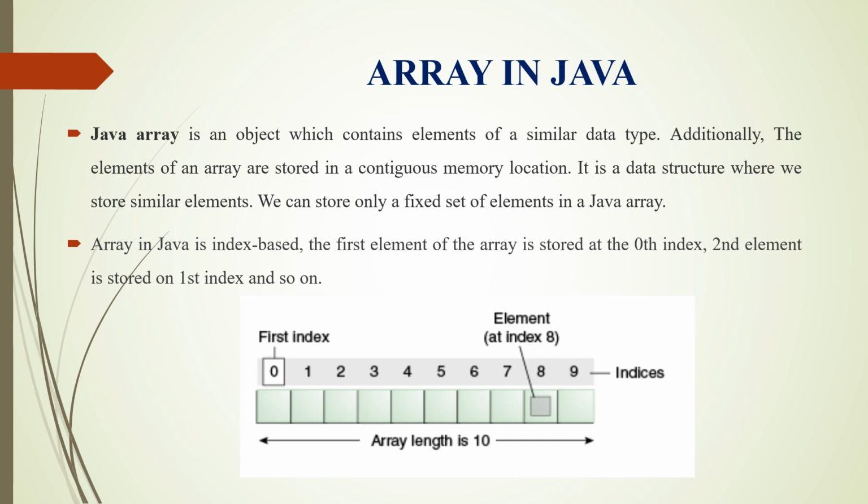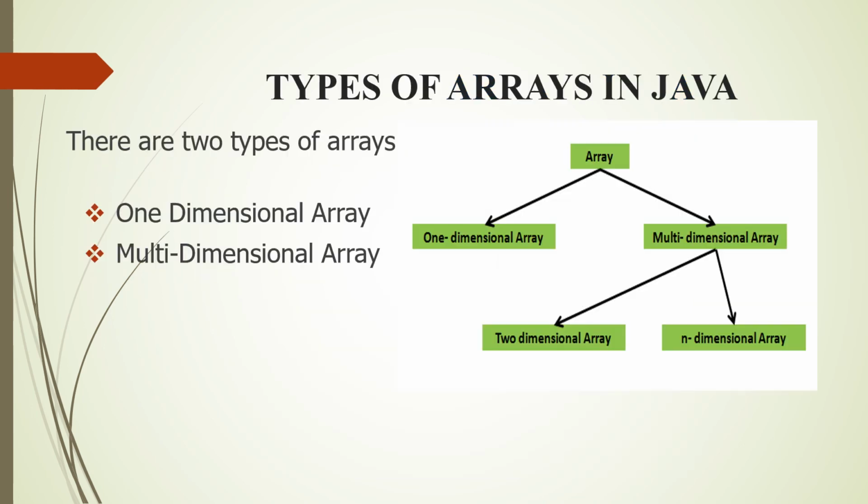So here is a sample picture given. The first index position is 0, and if we move on, the first, second, third, fourth index will have consecutive values of the array. There are two types of arrays mainly, one-dimensional array and two-dimensional array. Two-dimensional we will call multi-dimensional. Multi-dimensional will be split into two-dimensional array and n-dimensional array.